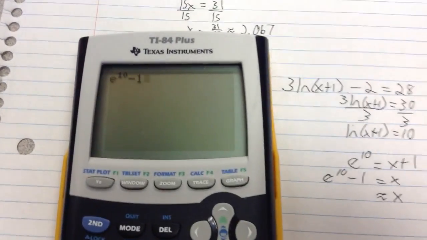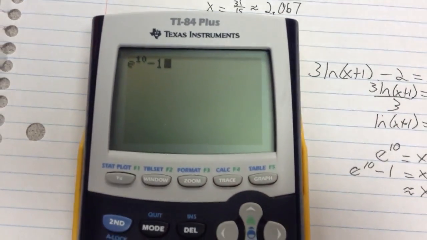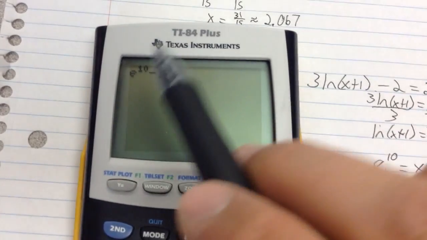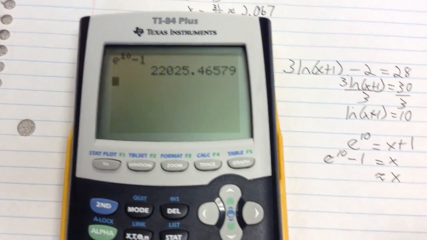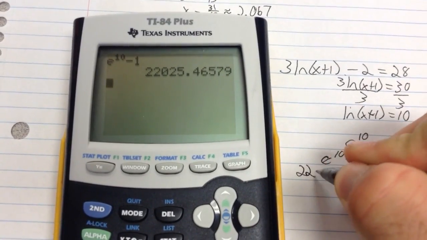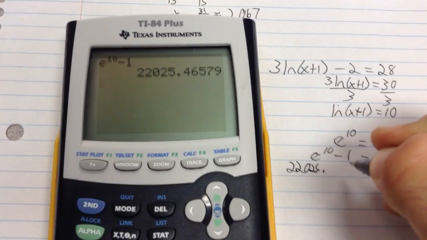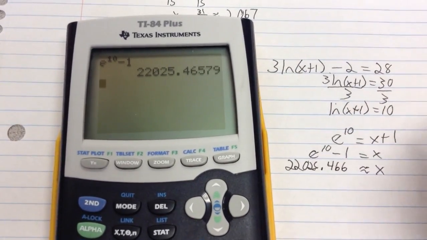Just be careful on the calculator. Make sure it's literally e to the 10th power minus 1. The yellow ones use that little exponent function for us. The black calculators, you'll have parentheses that you've got to deal with. Press enter, and you can see that that's a pretty large answer there, 22,025.465, or 466, excuse me, when you round it.